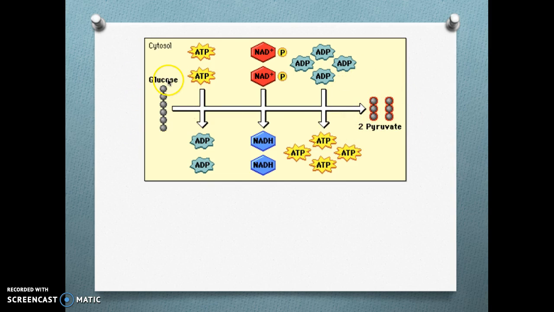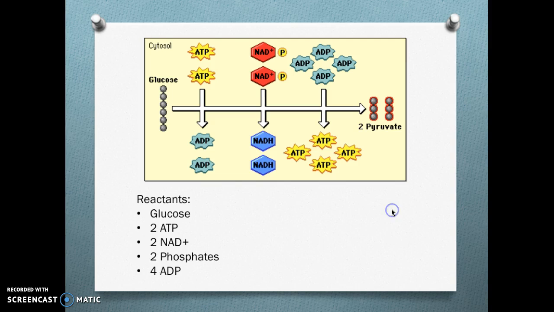You moved from a 6 carbon sugar to 2 3 carbon sugars in the form of pyruvate. So just to highlight the reactants, we have some glucose, we have 2 ATP molecules that are starting the reaction, 2 NAD+, those are the coenzymes before they are added with a hydrogen. And then you have 2 phosphates. Again, those are going to be used to produce your ATP. And then you have 4 ADP, which is going to be combined with the phosphate to create ATP, that recharged energy source.